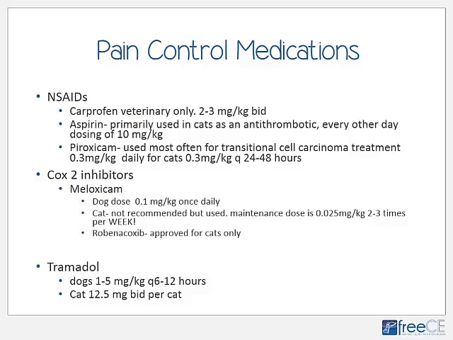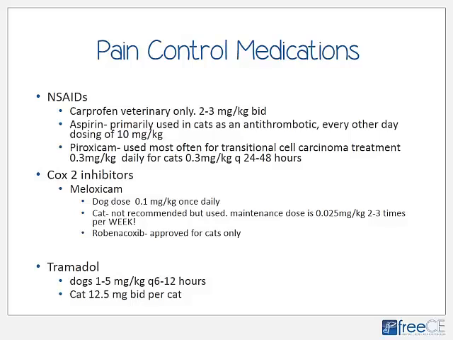2 other NSAIDs you may see prescribed include aspirin and piroxicam. Buffered aspirin can be used in dogs and cats, but as by now you can probably predict, the dose in cats is much reduced due to their special metabolism. In dogs, the dose of aspirin is 10 to 25 milligrams per kilogram twice daily, and in cats it is 10 milligrams per kilogram every other day. Aspirin can be used to control pain and fever, reduce inflammation in dogs receiving treatment for heartworm disease, and as an antithrombotic in cats with cardiomyopathy.